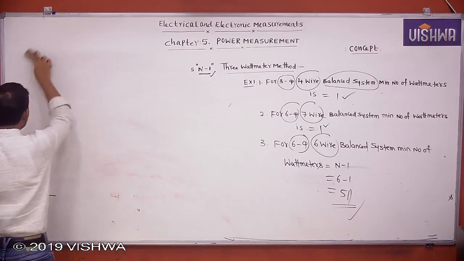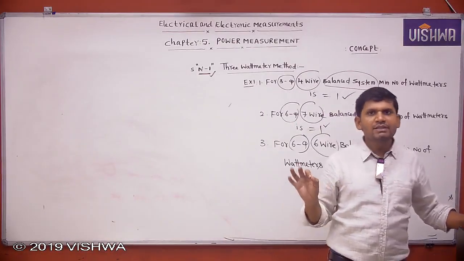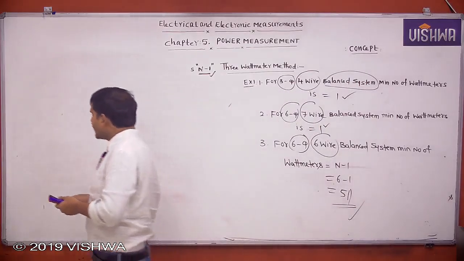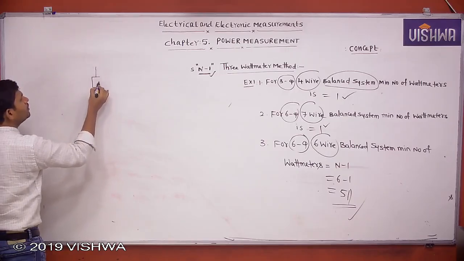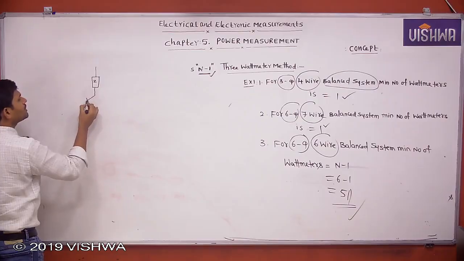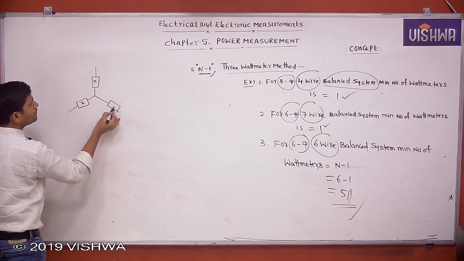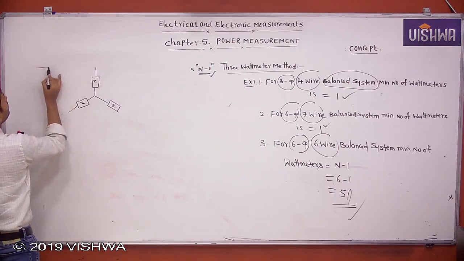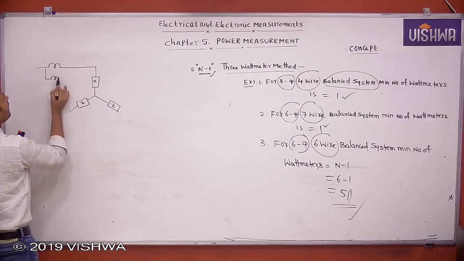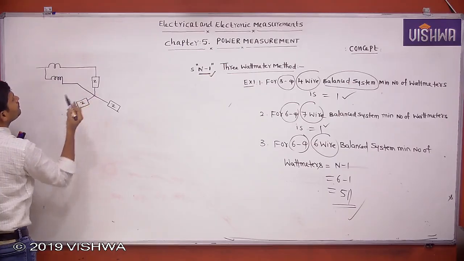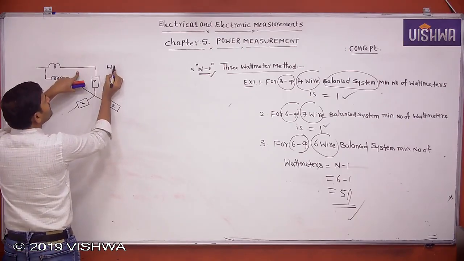I told you already so many times, theoretically when we calculate the wattmeter reading, we apply pressure coil reading into current coil reading into power factor. For example, let there be some load connected. This is Z. I'm talking about star connected; either star connected or delta connected, we can do it like this only. For example, if the current coil is connected like this and the pressure coil is connected like this, then how to calculate the wattmeter reading?